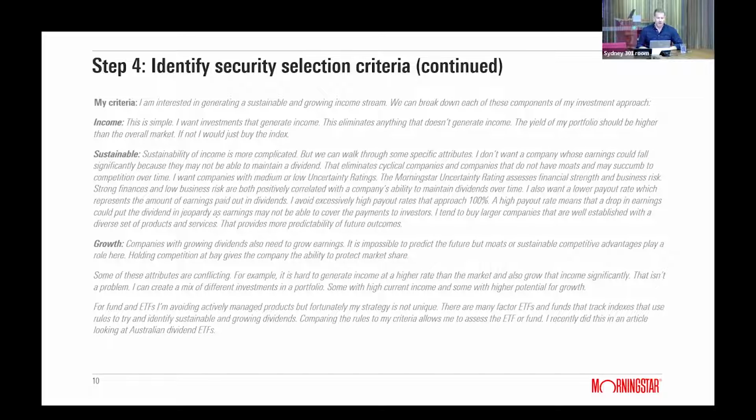Okay, so I'm interested in generating a sustainable and growing income stream. We know that because that's my high-level approach. So what does that mean? Number one thing is I want income. I want the things in my portfolio to generate income. So very simply, that allows me to eliminate anything that doesn't generate income. No matter how compelling the case is for me to invest in this tiny startup biotech firm, if it doesn't pay a dividend, and there's certainly no prospect in the near term of it paying a dividend, I will ignore it. So that's an easy one.